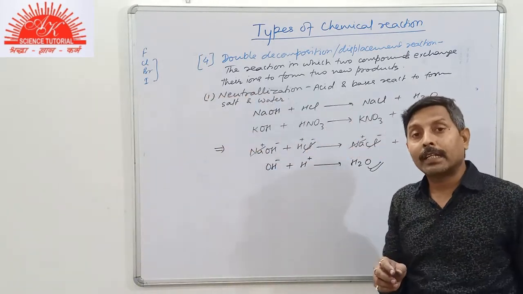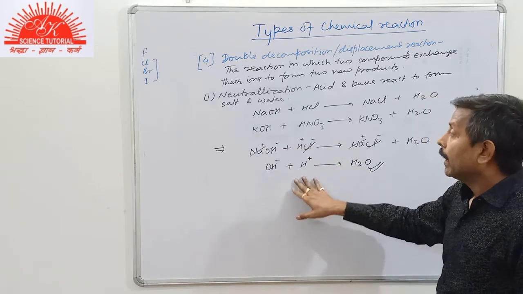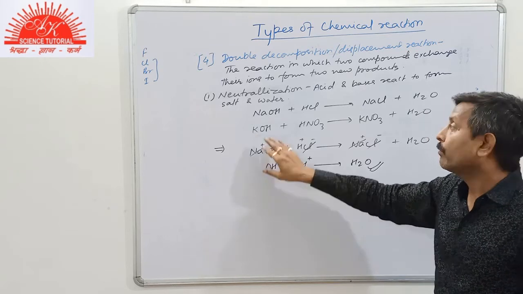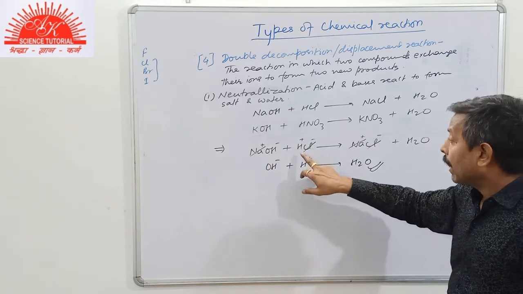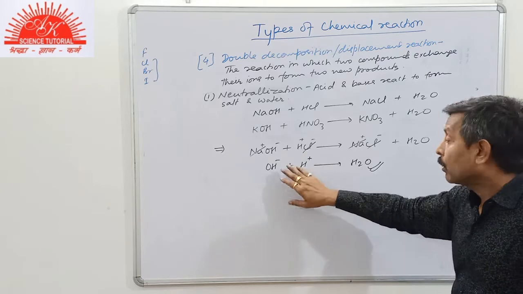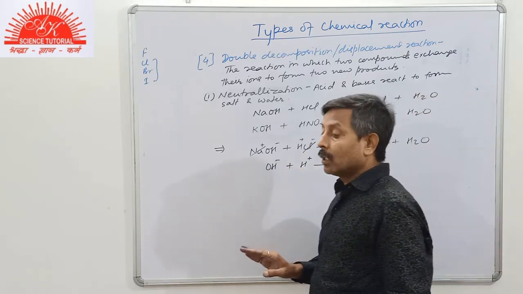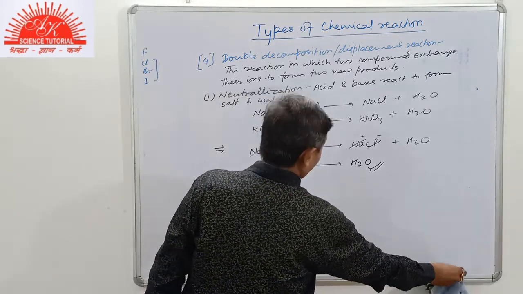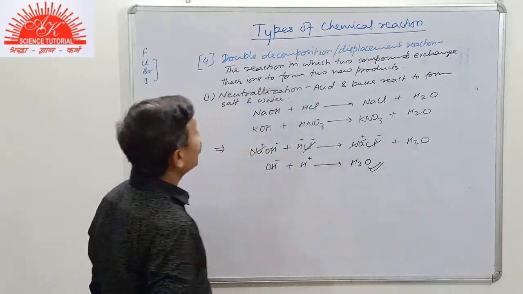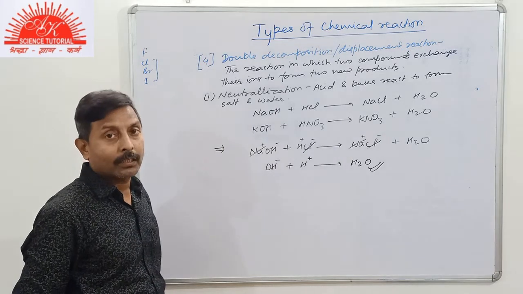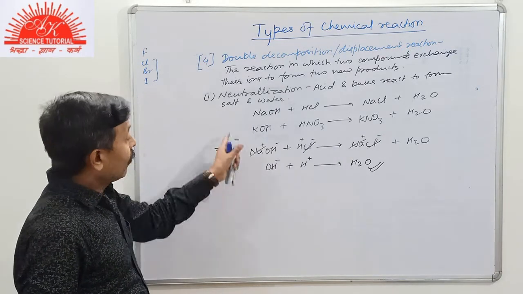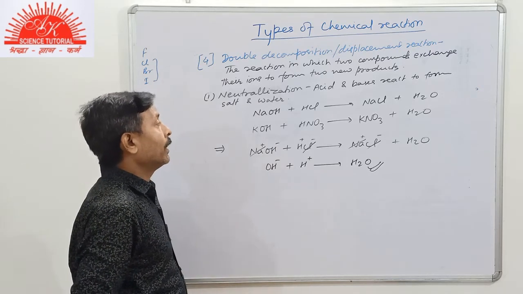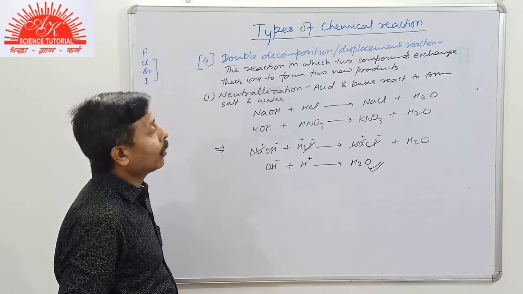This means we can say that neutralization is essentially a reaction between hydroxide ion derived from a base and H plus ion derived from an acid to form a water molecule. So all neutralization reactions are double displacement or double decomposition reactions. Clear, student? Now here, student, we see that when neutralization takes place, acid and base react to form salt and water.